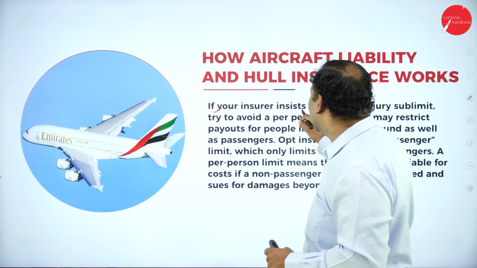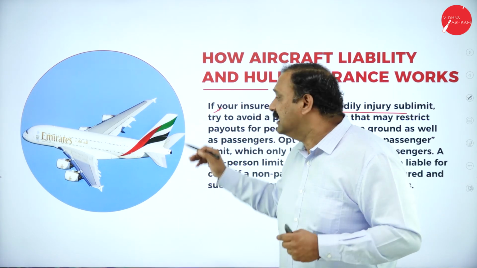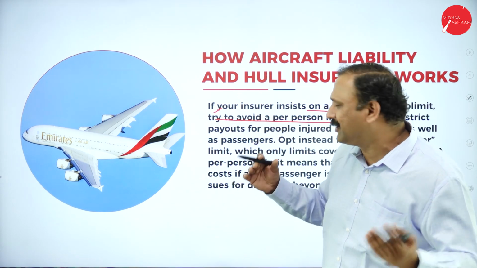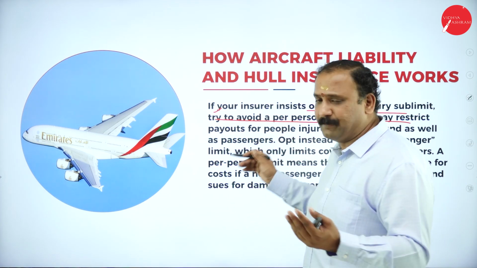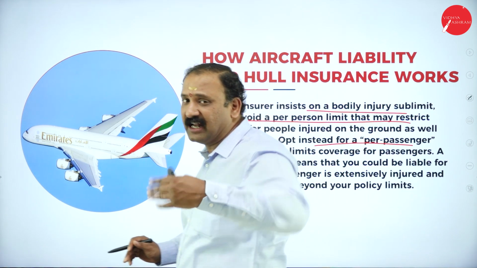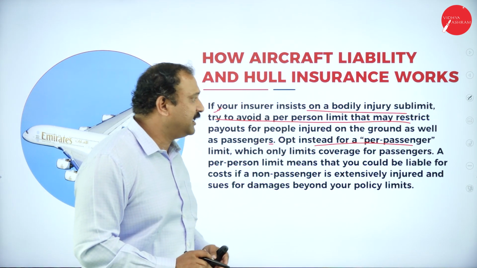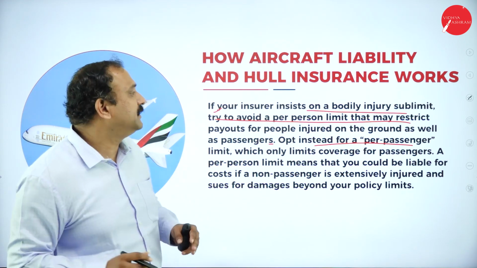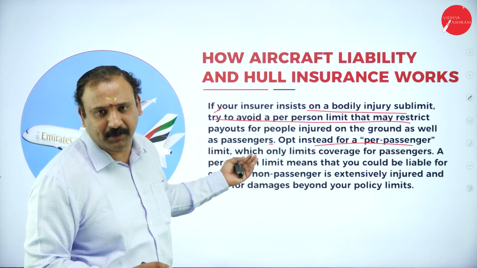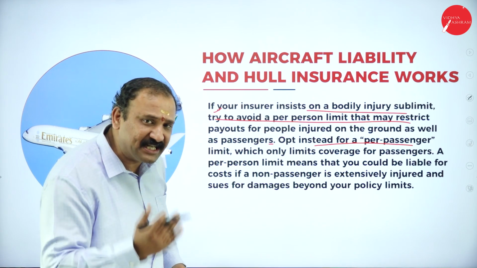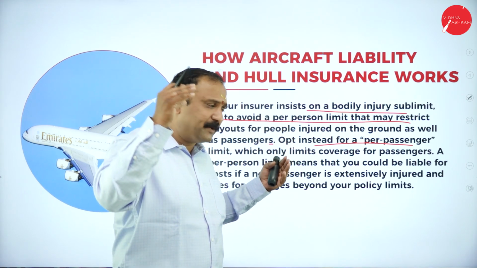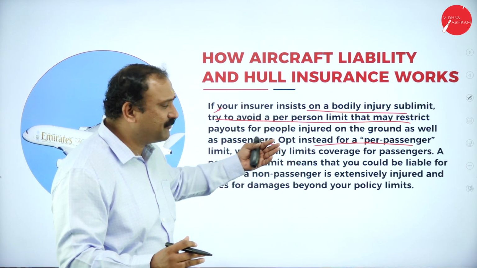Now, how does it work? If your insurer insists on a bodily injury limit, try to avoid the per person limit that will restrict the payouts, because that is not going to work out at that point of time. Rather than for the people as well as the passengers, opt for per passenger. That's how the calculation will start working. What I'm trying to say here is that we are not going to limit this insurance by saying that it is a per person limit, which may restrict the payouts for the people. Rather, go by per passenger. Based on that, the coverage will be calculated per passenger, which will limit only the coverage for the passengers.